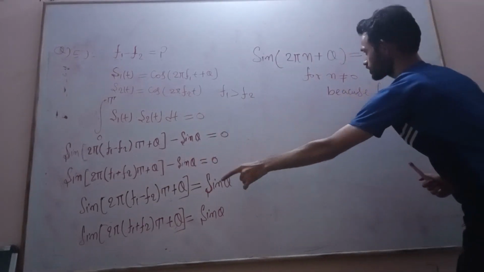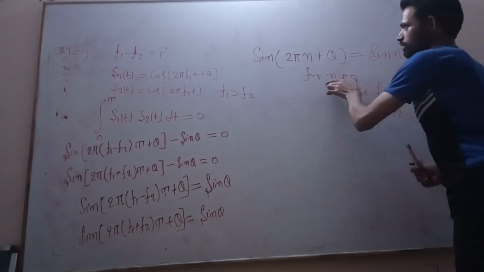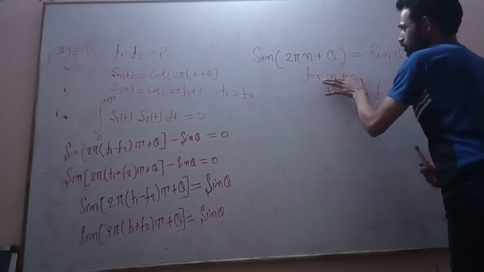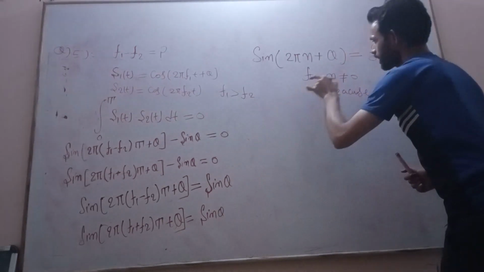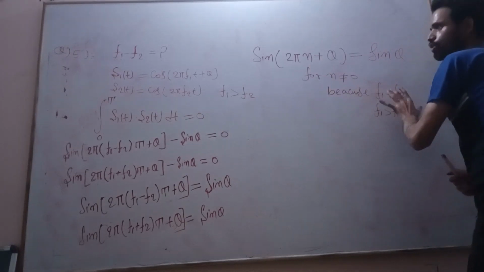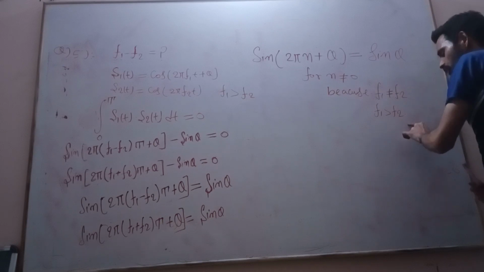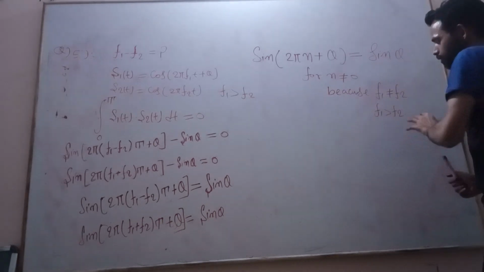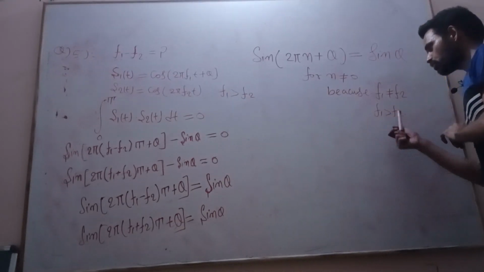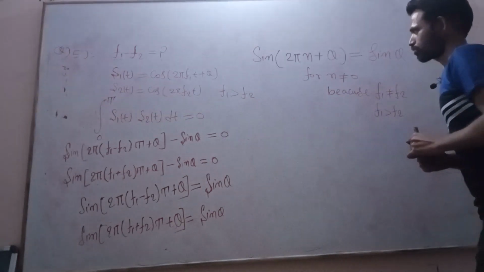For this, n should not be equal to 0. Why? Because both frequencies are different. F1 is the mark frequency, F2 is the space frequency. So F1 is greater than F2. Mark frequency is greater than space frequency.